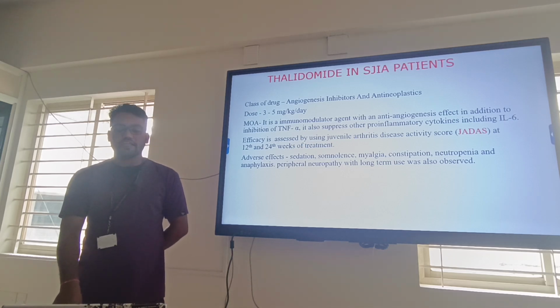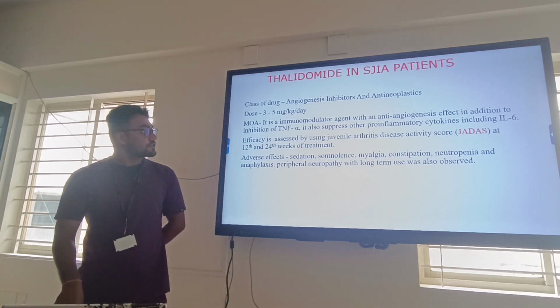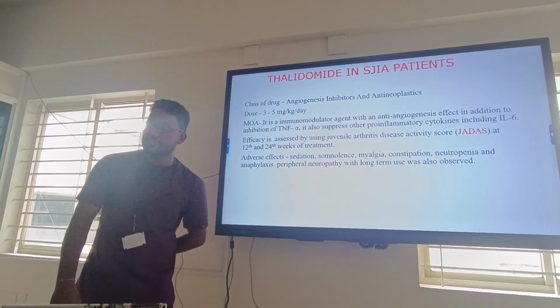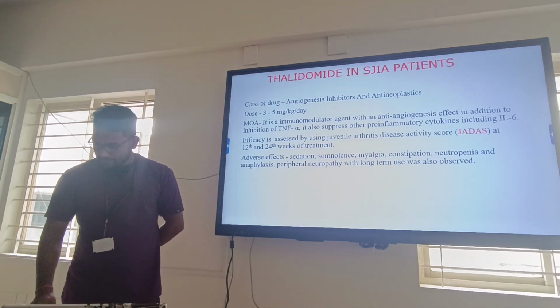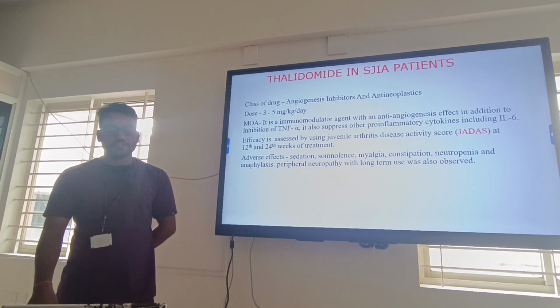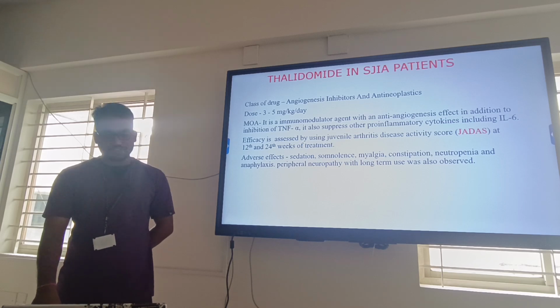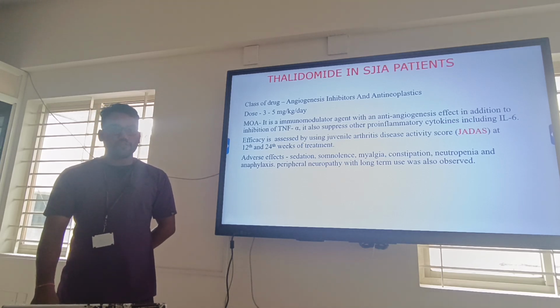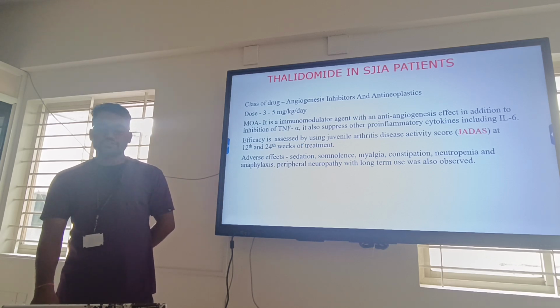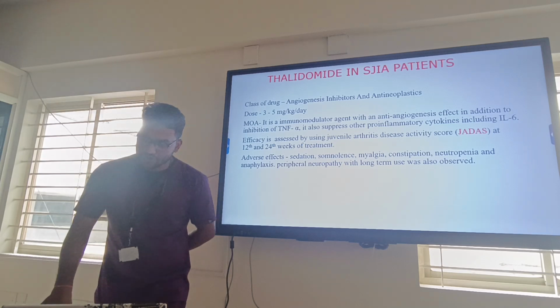Another we have is thalidomide in the SOJIA patient. This is also a drug which is most commonly used nowadays. It belongs to the class of angiogenesis inhibitors and antineoplastics. The dose in the SOJIA case is 3 to 5 mg per kg per day, and it is an immunomodulator agent which inhibits inflammatory factors like tumor necrosis factor alpha and other interleukins. The efficacy is assessed using the juvenile arthritis disease activity score, JADAS.